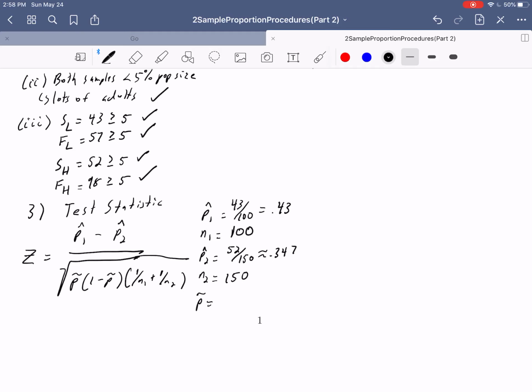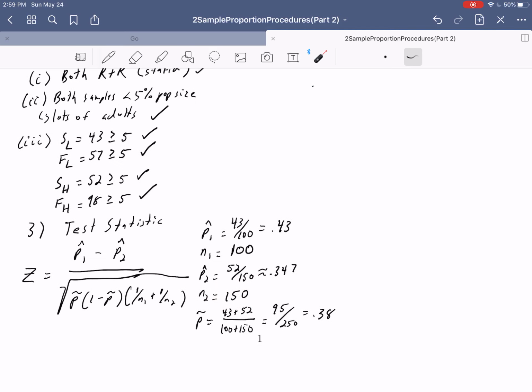And then, of course, P tilde, this is that pooled sample proportion, so we're going to add those successes together, 43 plus 52, and add the sample sizes, 100 plus 150, which is 95 divided by 250. And if we do that, looks like we should get 0.38. And as we mentioned in the previous video, that 0.38 is in between these two, between 0.43 and 0.347. You also notice that the 0.38 is a little bit closer to the 0.347 because, again, the second group had a larger sample size.